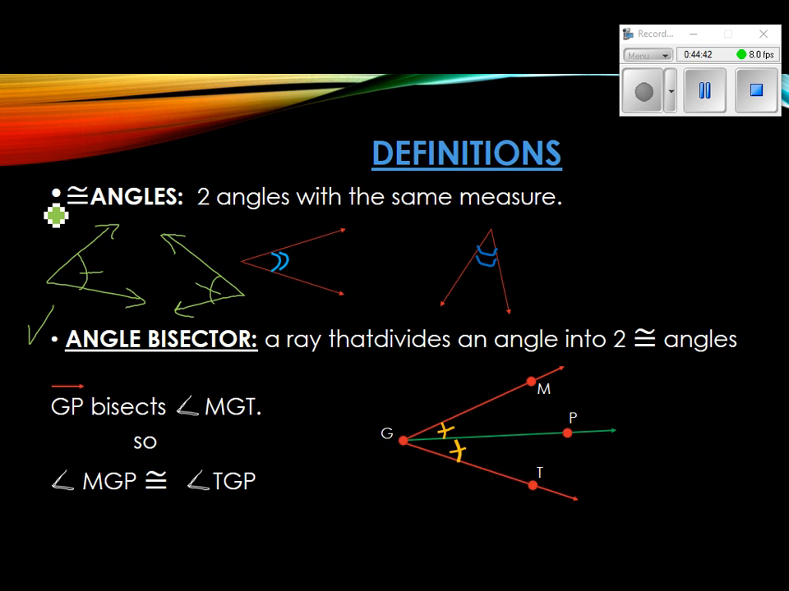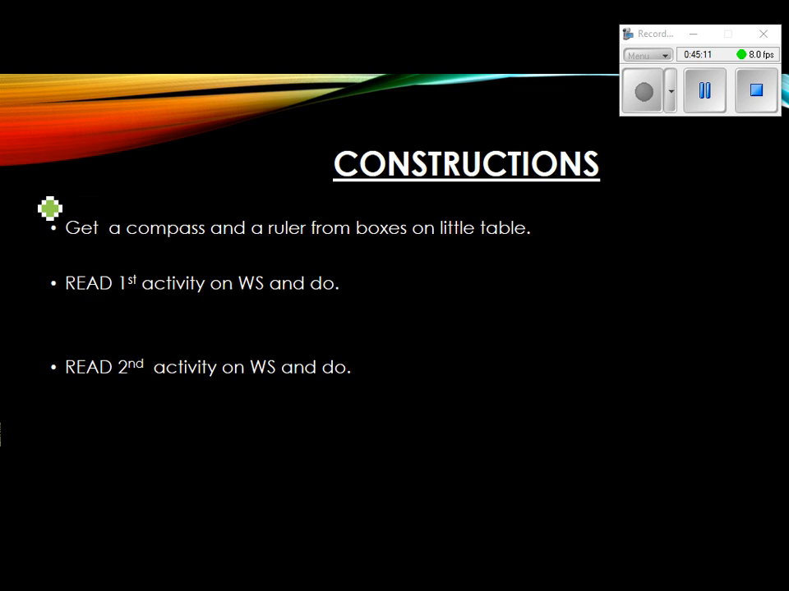So ray GP bisects that angle. Ray GP bisects that angle, splits it into two congruent angles. Somebody read this to me while she's finishing up. Angle MGP is congruent to angle TGP. So we know that they have the same measure. So if I told you this top angle was 52 degrees, what would that bottom angle be? 52. What would angle MGT be? 104. Add those two together.